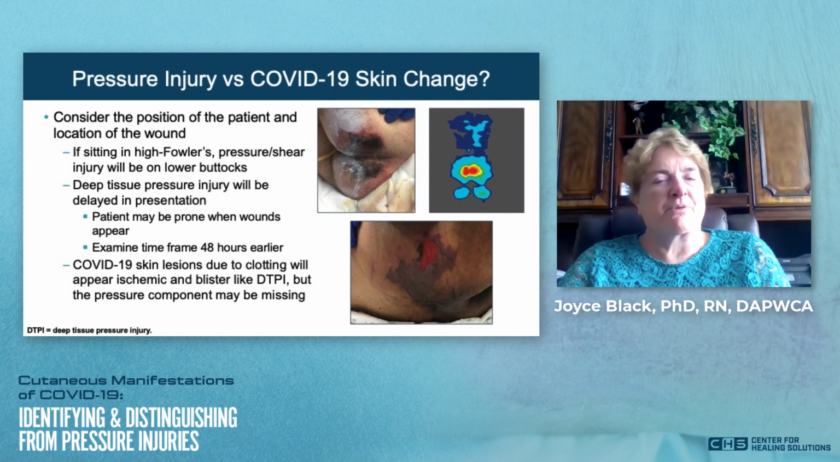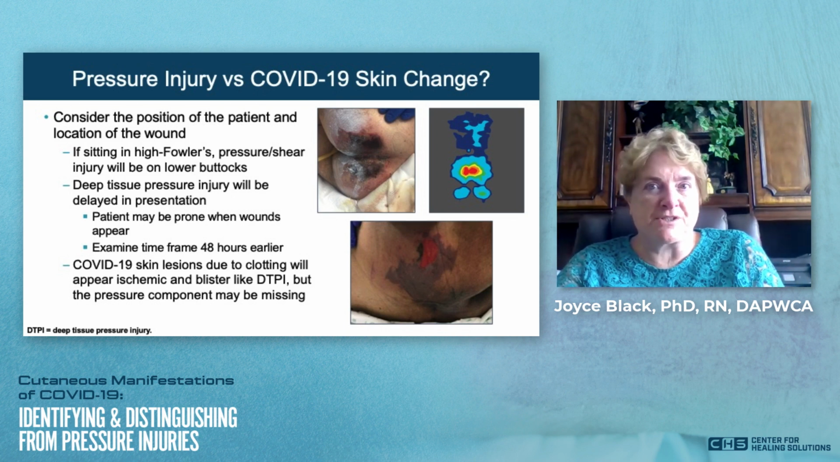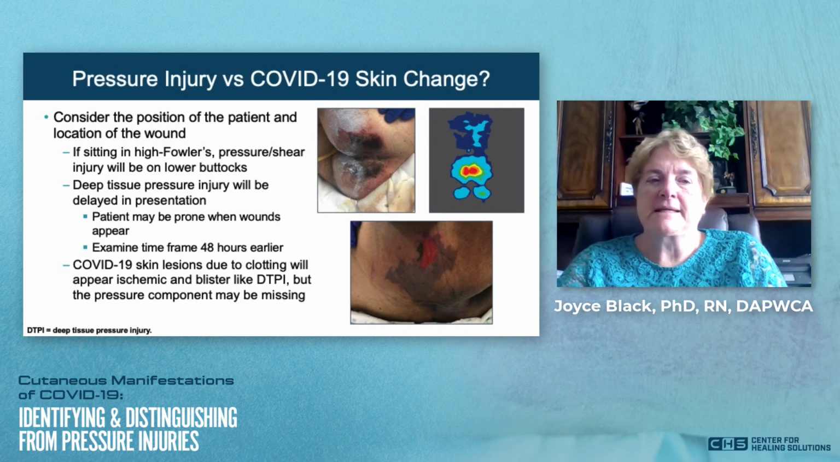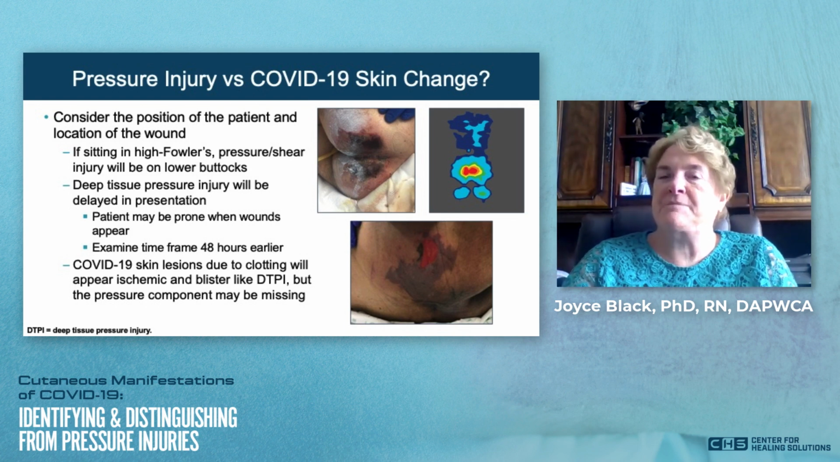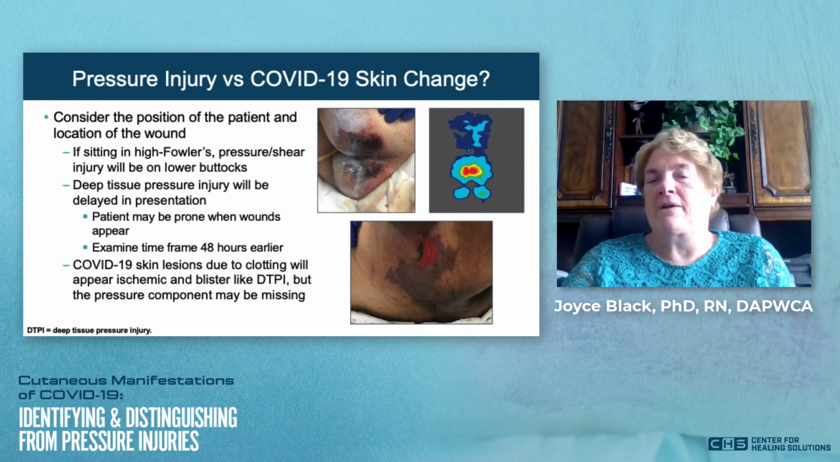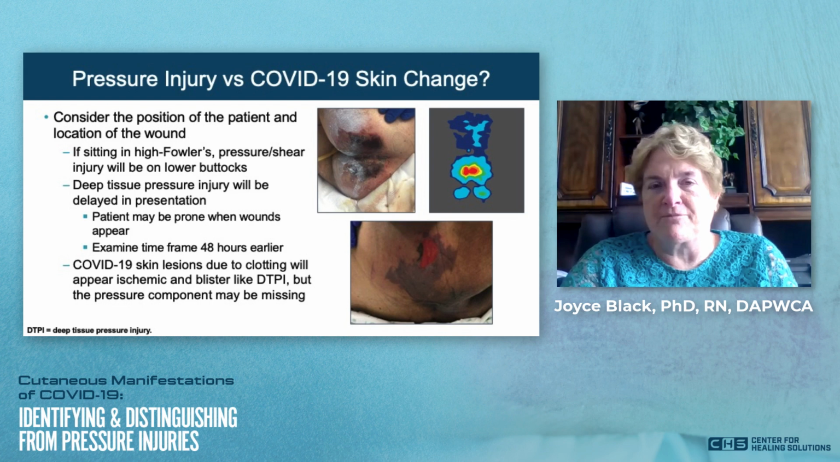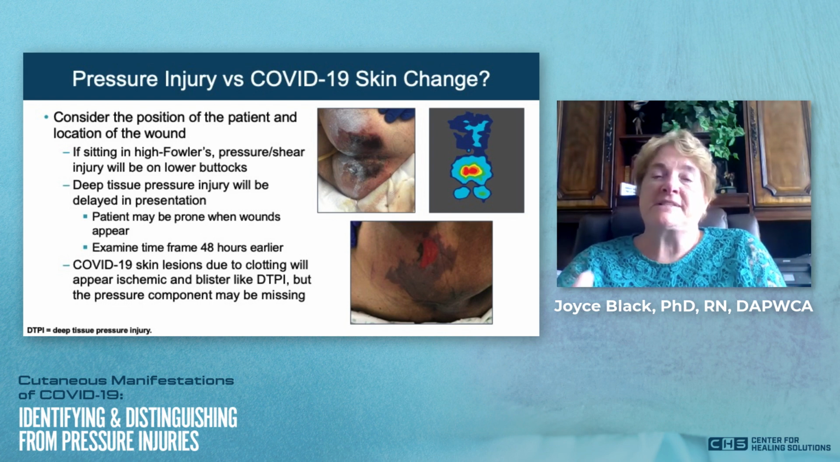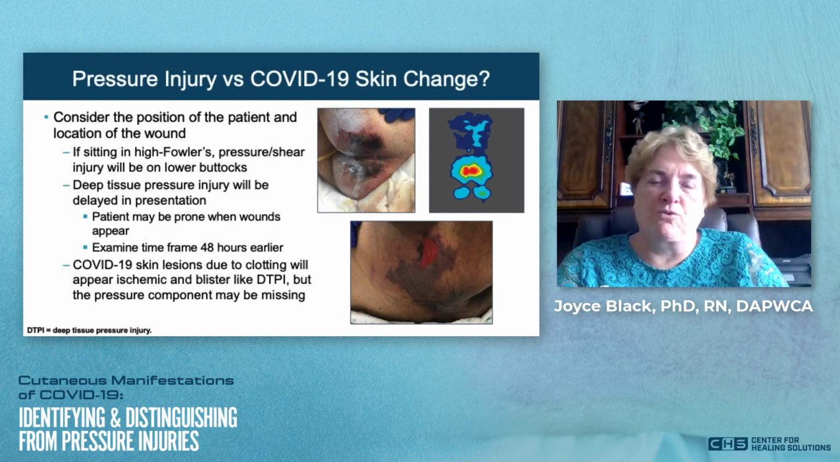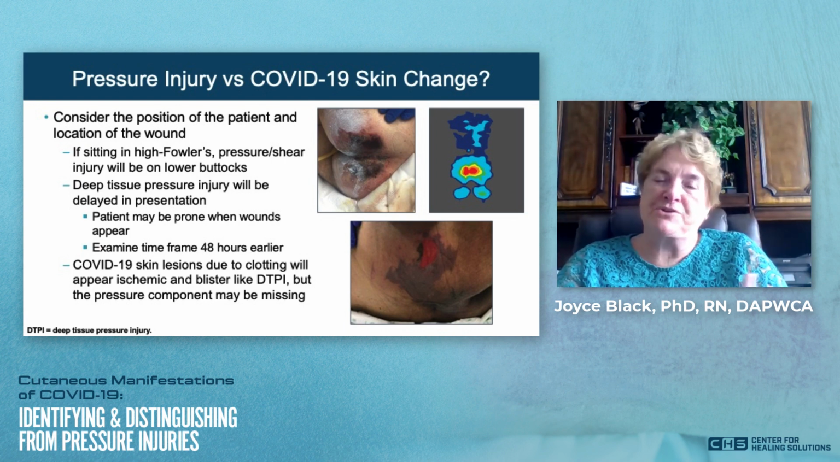The delayed presentation of deep tissue injury is still true. It still happens. Like I showed you in the case, if the patient developed deep tissue injury while they were sitting erect in bed in order to breathe, that wound's not going to show up for 48 hours. By that time, the patient may be proned, and the staff may be saying, well, I don't know how they got a wound on their buttocks. They've been proned for the last 2 days. But put the story together, look at the position they were in, and then look at the location of the wound.